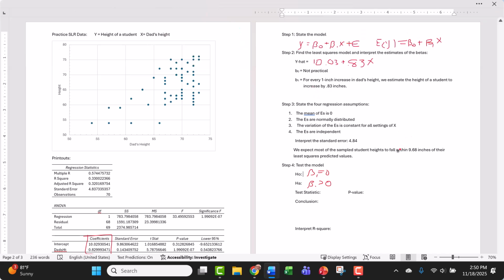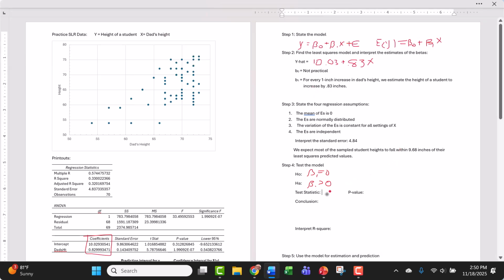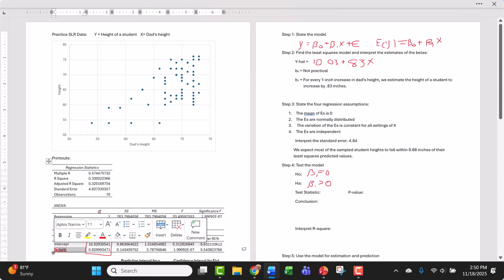If you're working with your automobiles, it's probably the other way, right? You expect higher mileage automobiles not to have higher prices. You expect them to have lower prices. So a less than test would be appropriate. The test statistic, you're going to go to the printout. You go to your independent variable. We go to dad's height, and then we grab the test statistic and the p-value for dad's height.